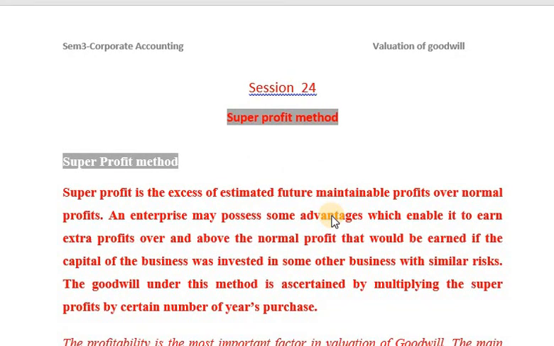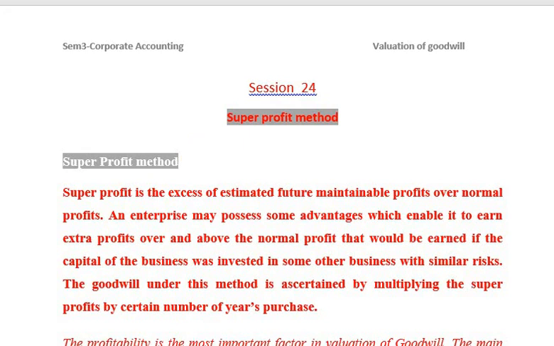Now, what is super profit? In layman's language, super profit is the difference between actual profit and normal profit. See, what are the reasons for earning super profit? Several factors can be attributed in this context. It may be the efficiency of the management, the reputation of the organization, the courteous service rendered to customers, or the cordial relationship between the management and its employees.